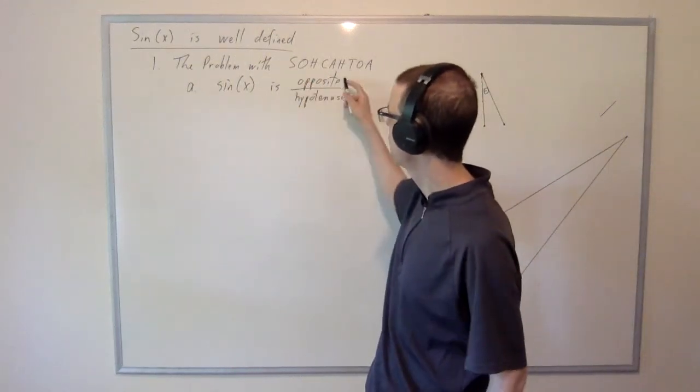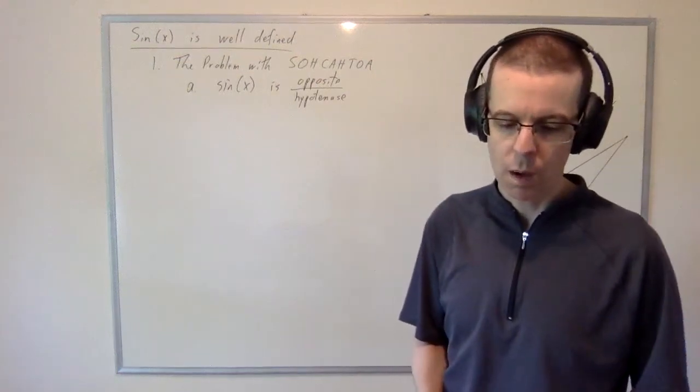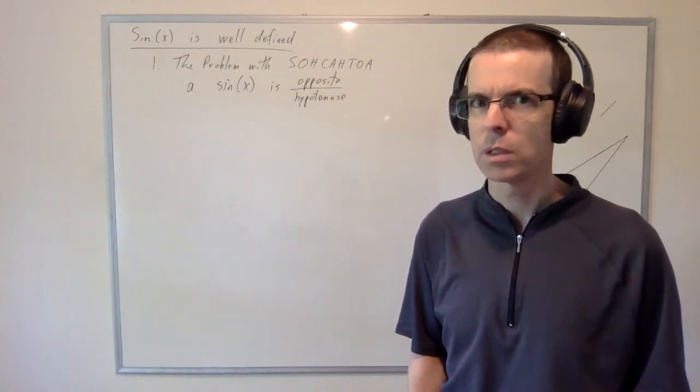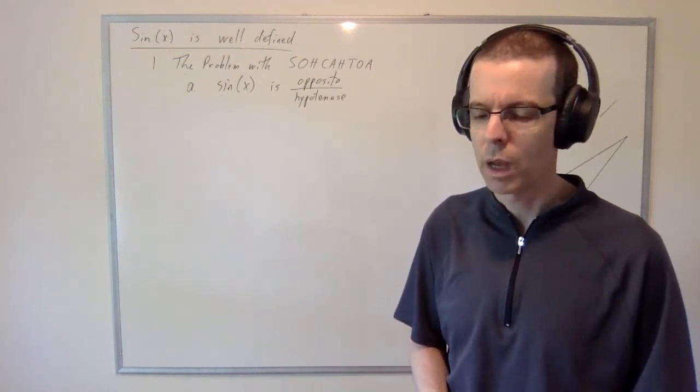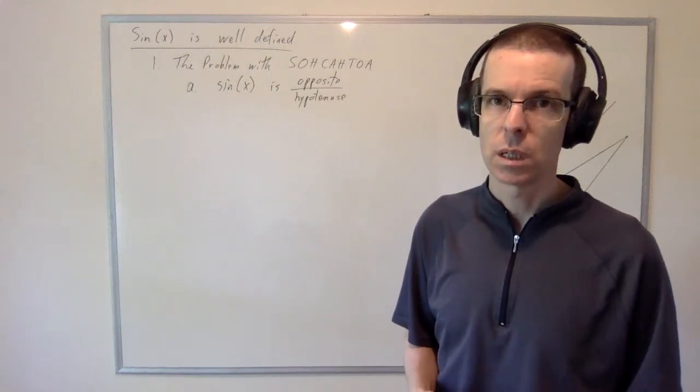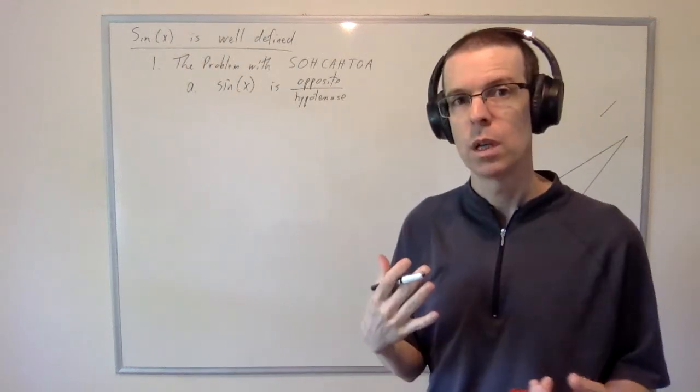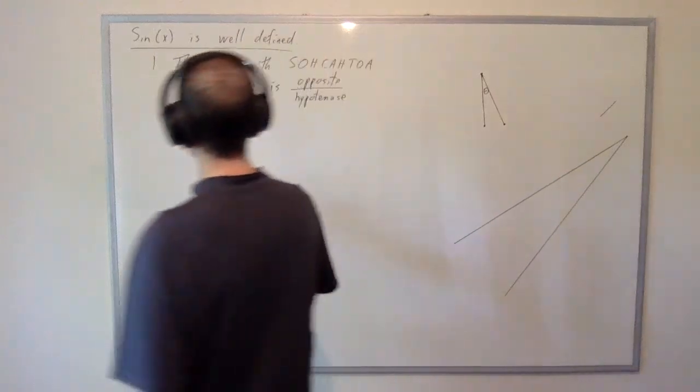Sohcahtoa says that sine x is opposite over hypotenuse. So that's a little bit vague because opposite of what, hypotenuse over what? It would be nice to fill in some details here. And so let's pause to fill in some details about what this actually means.